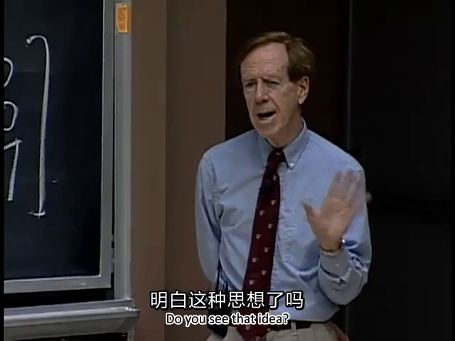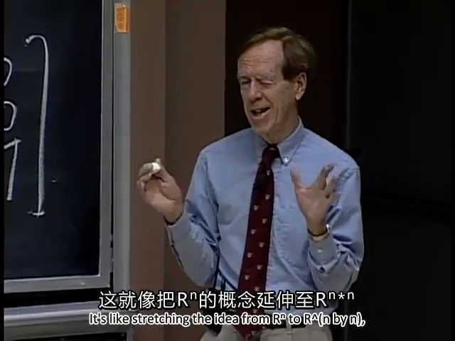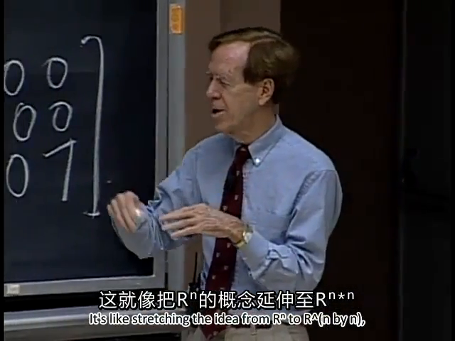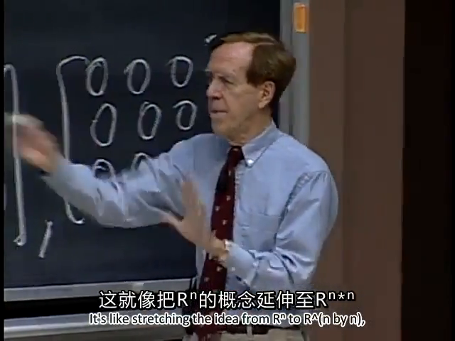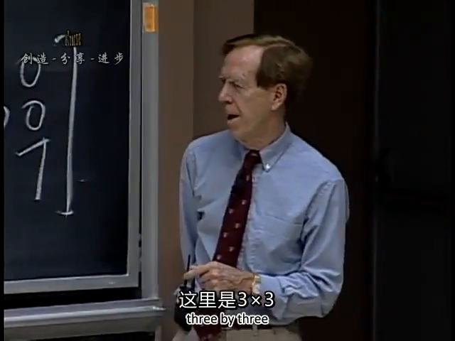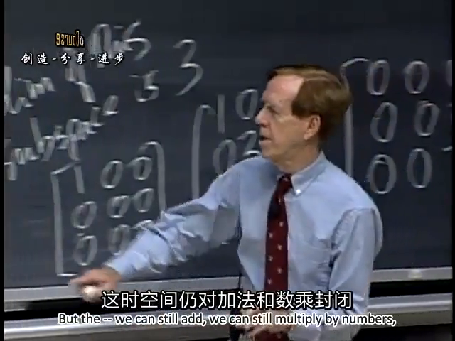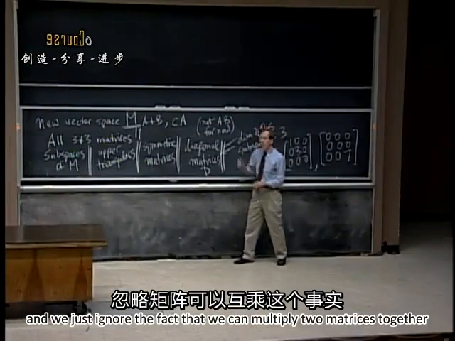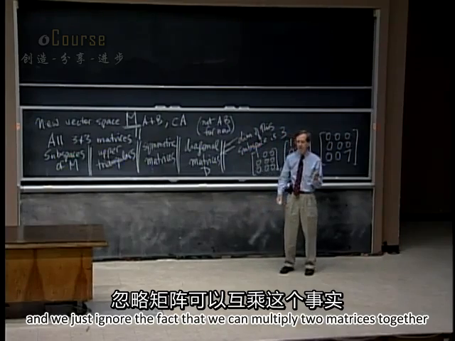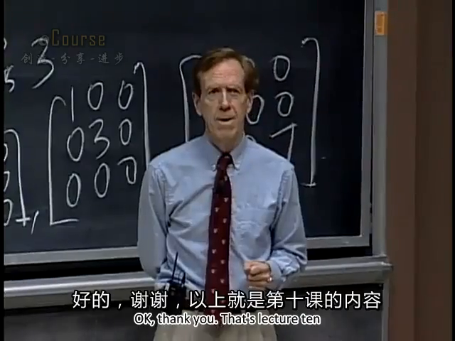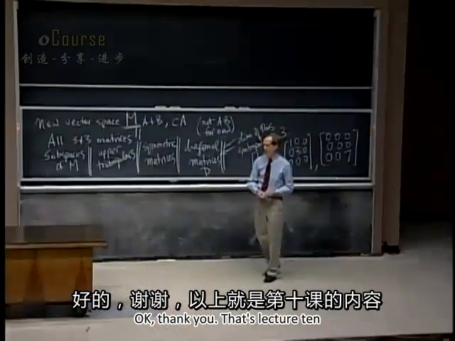Do you see that idea? It's like stretching the idea from Rn to Rn by n, 3 by 3. But we can still add, we can still multiply by numbers, and we just ignore the fact that we can multiply 2 matrices together. Okay, thank you. That's lecture 10.